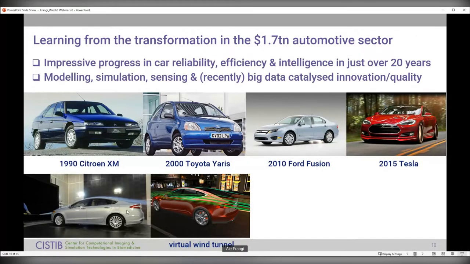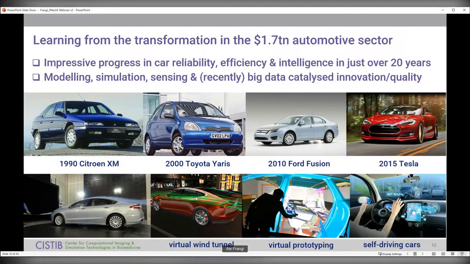So we don't tend to use wind tunnels often. We use aerodynamic simulations. We do fewer physical crash tests; we can do them in simulations. And we're even talking about virtual prototyping, and even about self-driving cars in the future. So all the underlying technologies for Industry 4.0 that are very obvious in other sectors still need to happen more in the medical device sector. And note that the automotive sector is about four times larger than the medical device sector, so it's not hugely bigger.